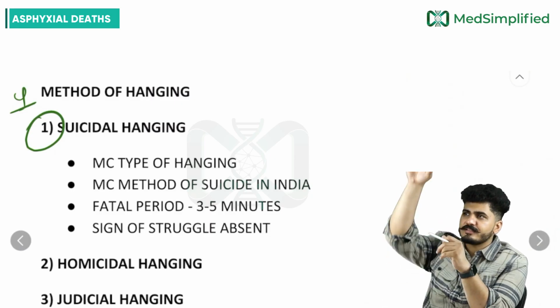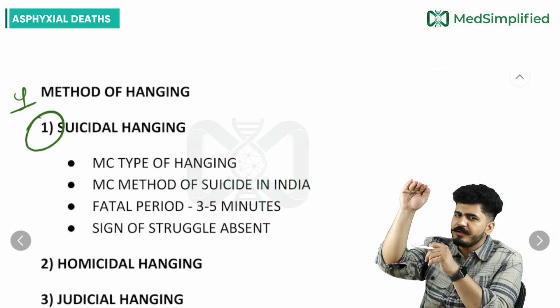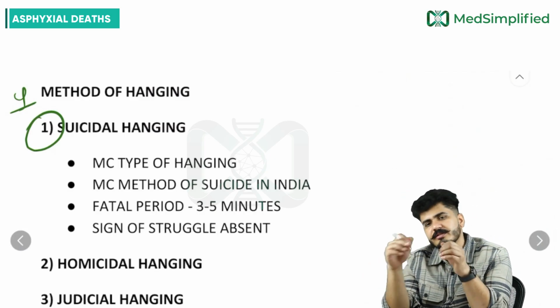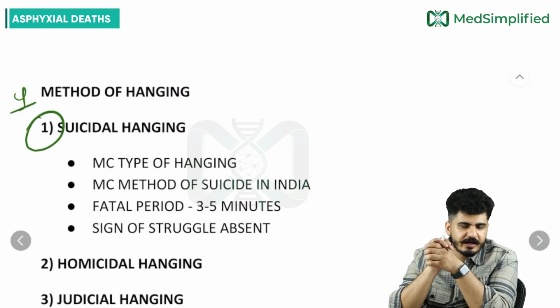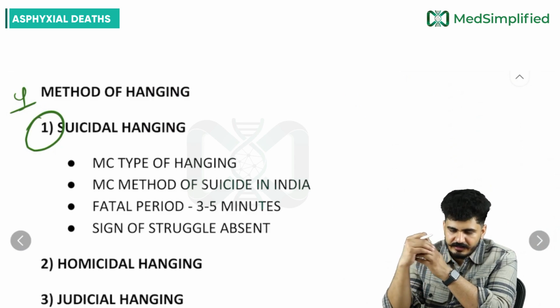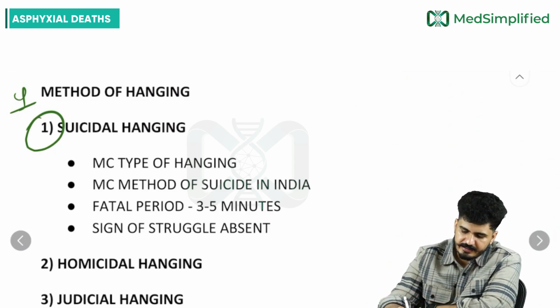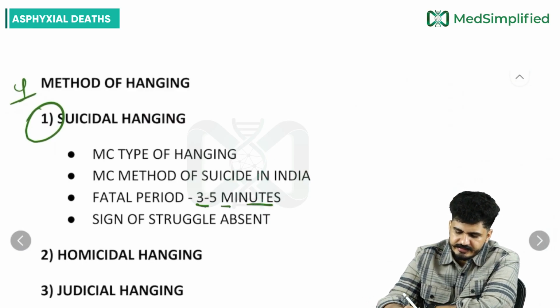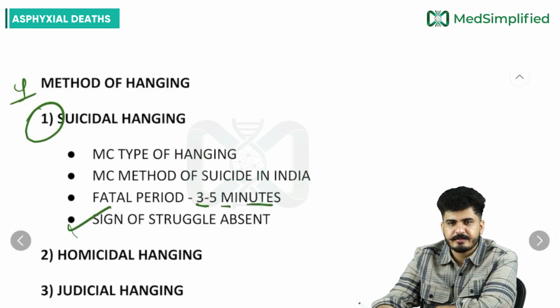The moment there is a sudden fall of the body, you will see the person going unconscious, and the person will die within 3 to 5 minutes. And that is why the most common method would be hanging, my dear friends. The fatal period is 3 to 5 minutes. And yes, the sign of struggle is absent in suicidal hanging.